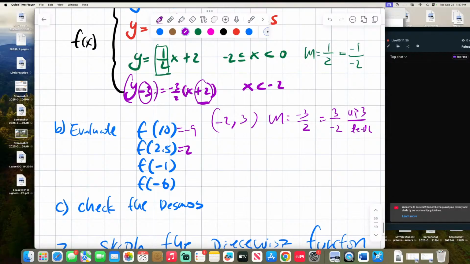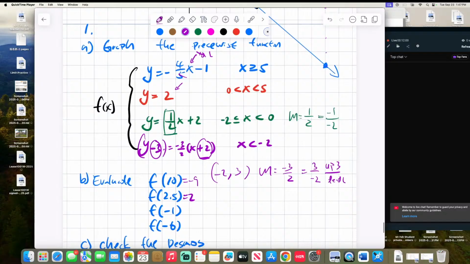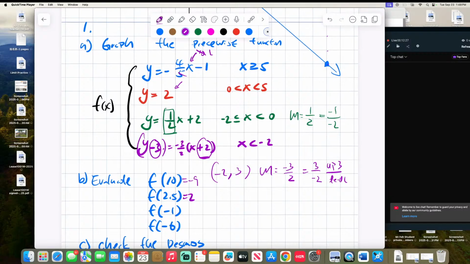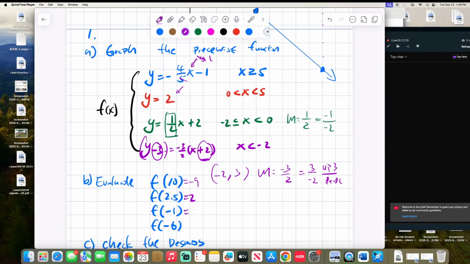f of -1. What's f of -1? What's your equation? Look at it there. Do I plug in the green equation, red equation, blue equation, or the purple equation? The green one. Okay, so what happens when you plug in -1? You're going to get -1/2 plus 2. So what do you get? -1.5. Okay. Is it -1.5?